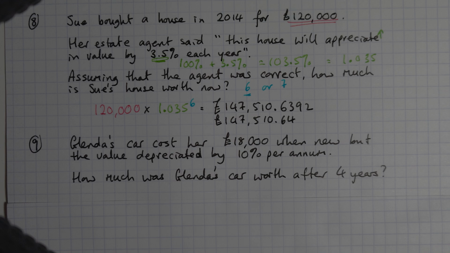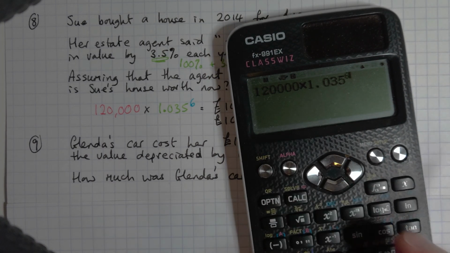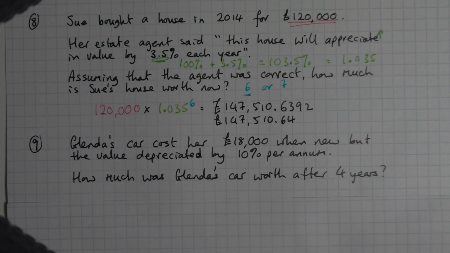So that's the answer. Just out of interest, if the house was bought in very, very early January 2014, then this has actually had 7 increases, so completely acceptable to interpret the question there with a 7, in which case the house is worth 152,673, which is quite a lot of difference, another £5,000 or more, isn't it? So that would make quite a difference.